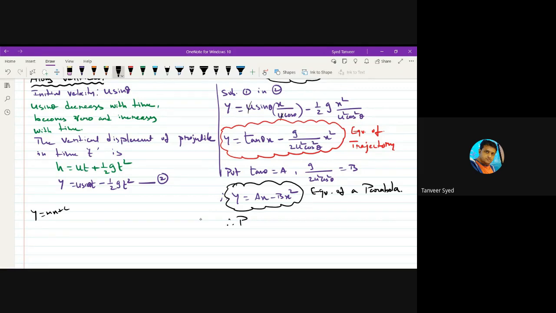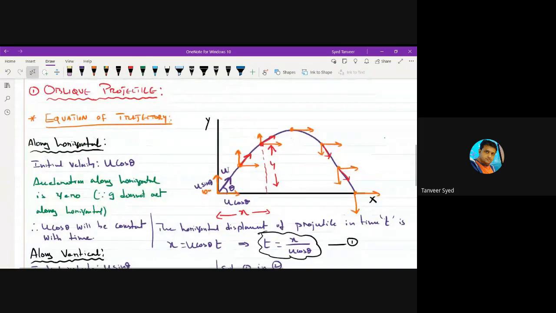Therefore, path of a projectile is a parabola. That shape is not a semicircle. No, it is not a semicircle. It is a parabolic shape.